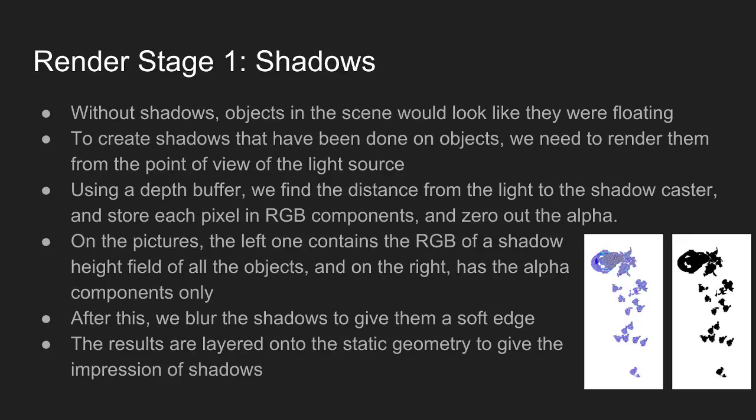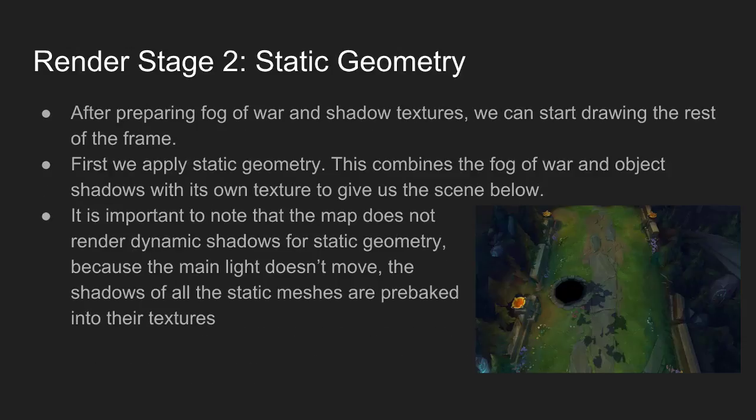For shadows, we render them from the point of view of the light source. Then, with a depth buffer, find the distance from the light and cast them to a shadow field that holds their height. We then blur the shadows and layer them onto the static geometry.